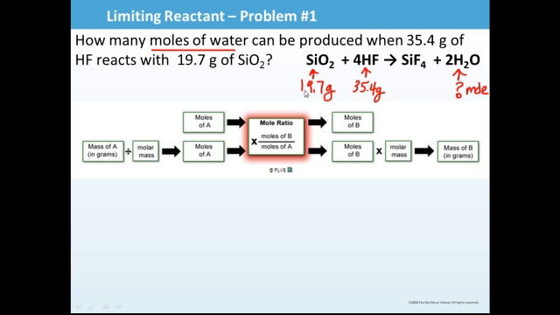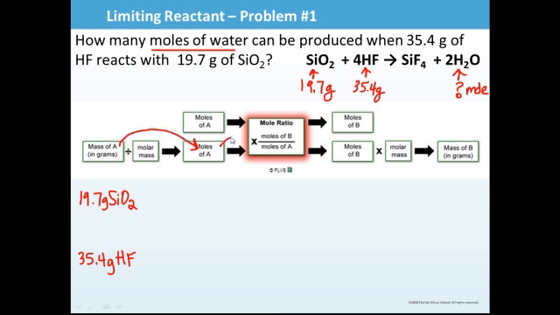And since I'm given a specific amount of both my reactants, I have a limiting reactant problem, which means I have to set up 2 stoichiometry problems. And each problem I'm going to start with a different reactant. So the first one, I'm going to start with my first reactant, which is 19.7 grams of SiO2. And then my second problem, I'm going to start with 35.4 grams of HF. Alright, now I'm going to use this flowchart. I'm given grams of A. I'm going to convert to moles of A.